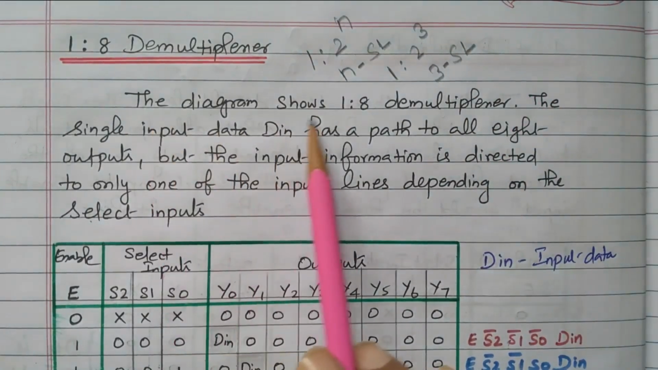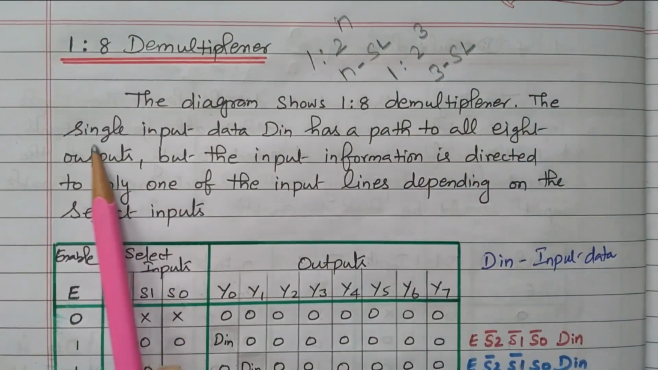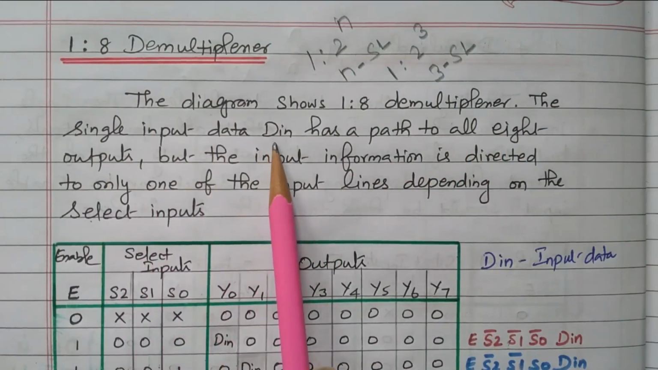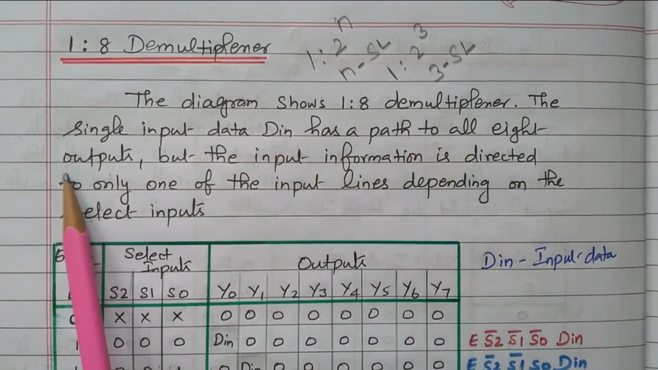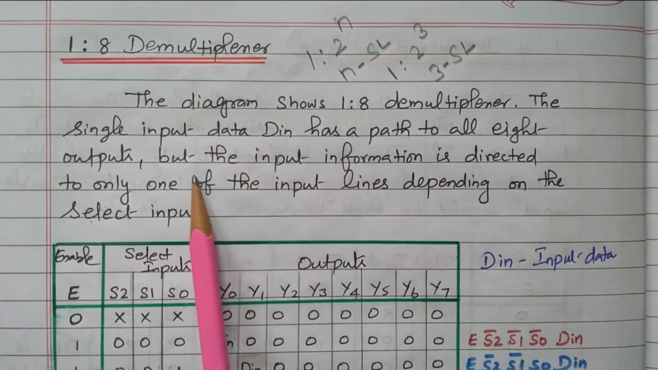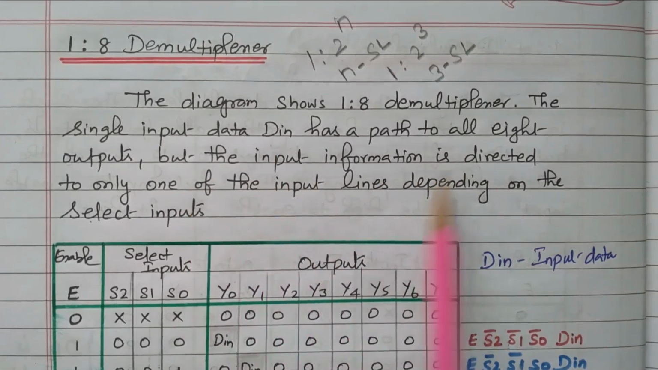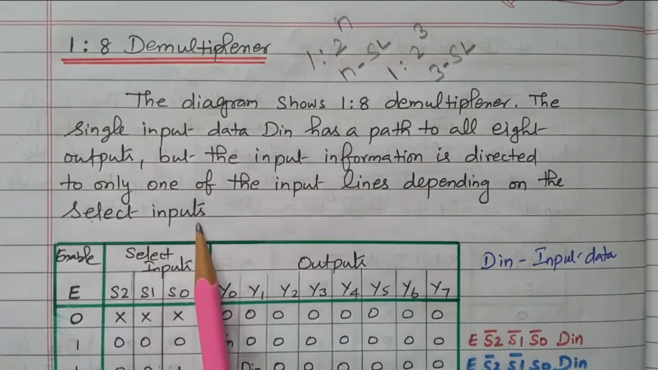The diagram shows the 1:8 demultiplexer. We will see the diagram later. The single input data is the DIN. DIN is the single input data, which has a path to all 8 outputs. The single input data is connected to all 8 outputs, but the input information is directed to only one of the output lines, depending upon the select input.